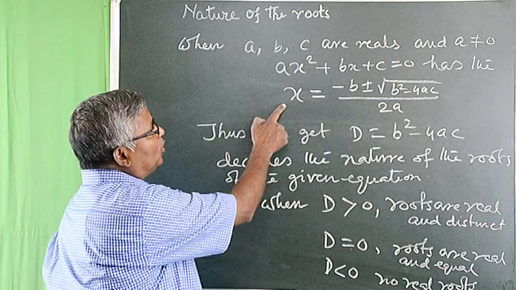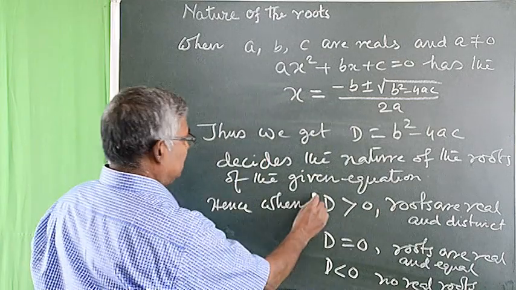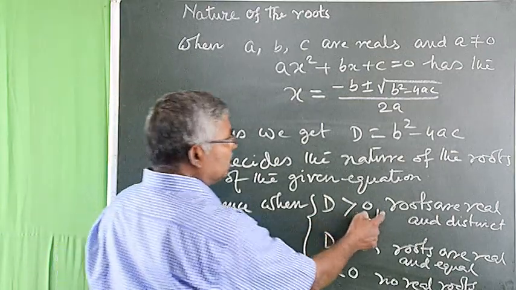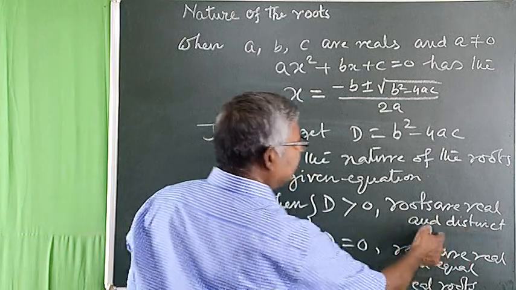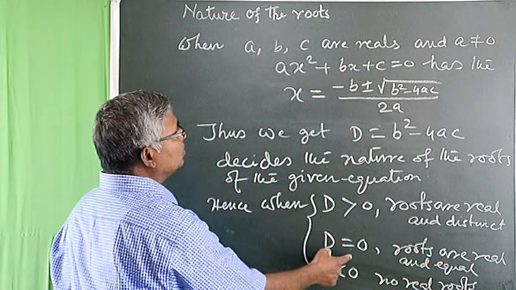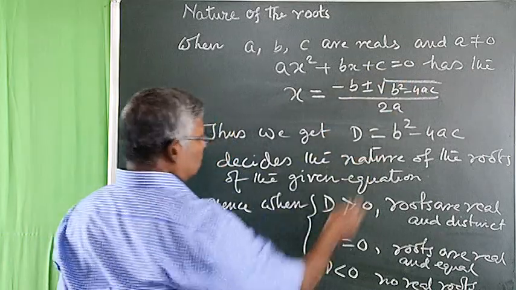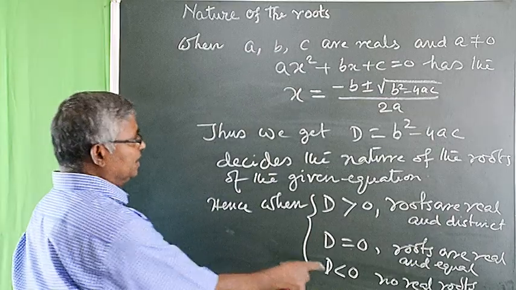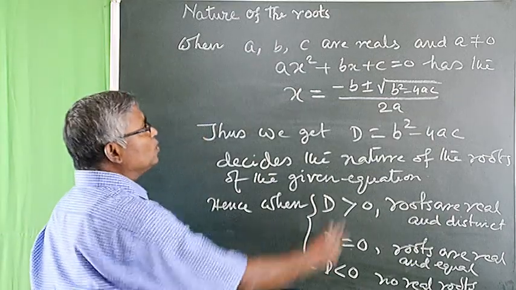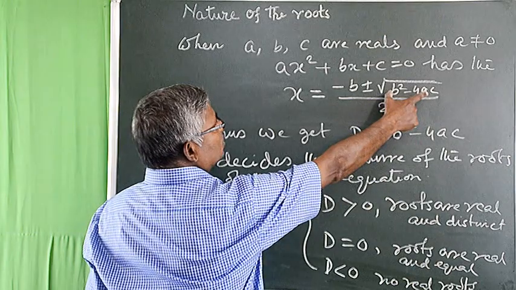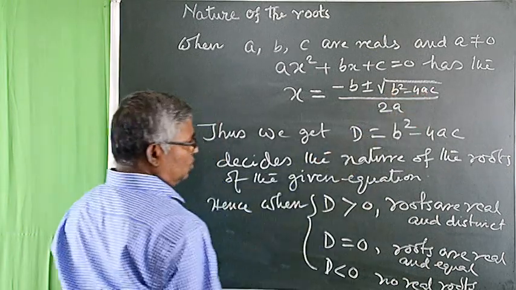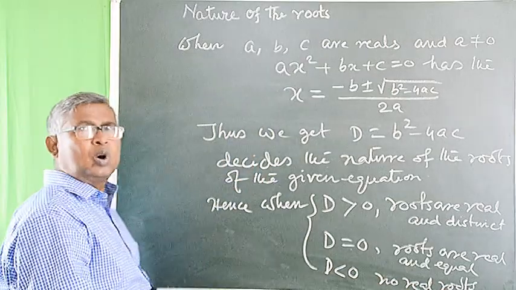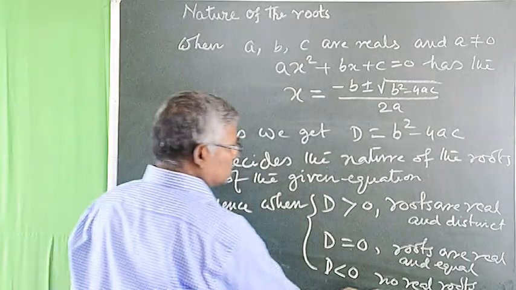So from this quadratic formula we define three conditions. Whenever d greater than 0, the roots are real and unequal or distinct. Whenever d equal to 0, then this part is 0, so the roots are real and equal. And whenever d is negative, that is there is no real number whose square is negative, so the roots are complex or imaginary, or we can say there is no real roots.